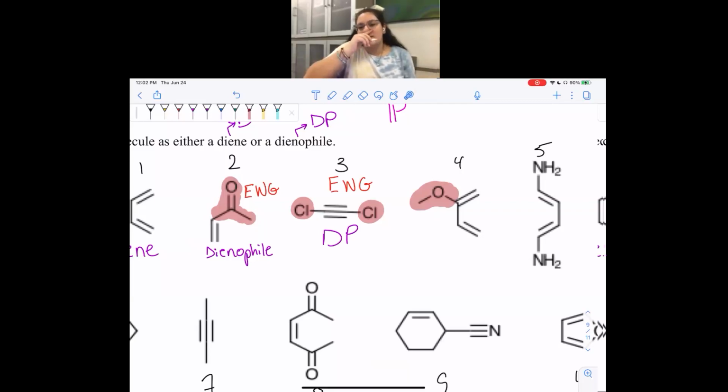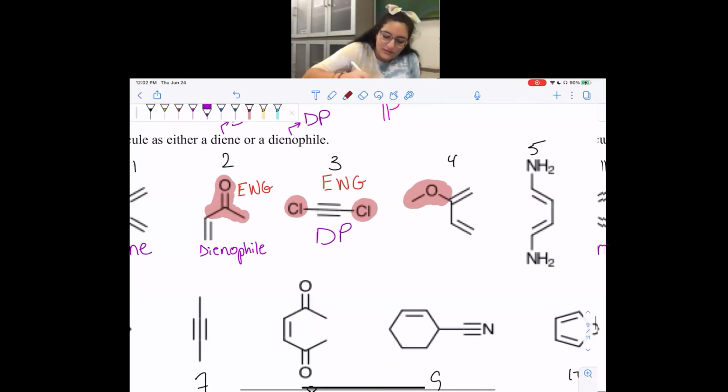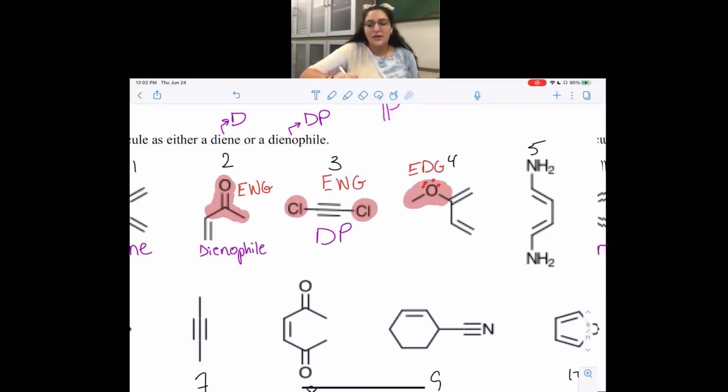Someone asked about the donating and withdrawing groups chart, like they want to take a screenshot. So after we do this one, I will go back and let you guys screenshot. Absolutely. So yes, I think this is an electron donating group because of those lone pairs. So do we think this is a diene or a dienophile?